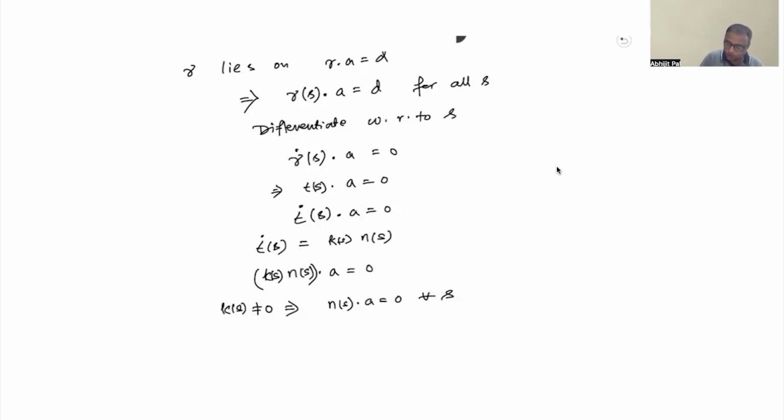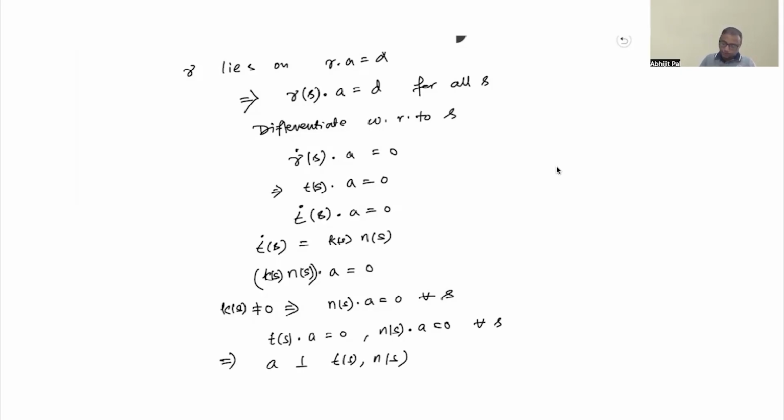Okay. So now, both this tangent vector and this normal vector are orthogonal to A. So this dot product is equal to 0 and this dot product is also equal to 0. So this implies that A is orthogonal to both this tangent vector and the normal vector.